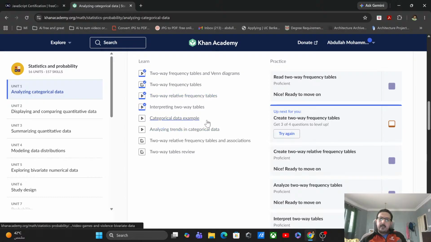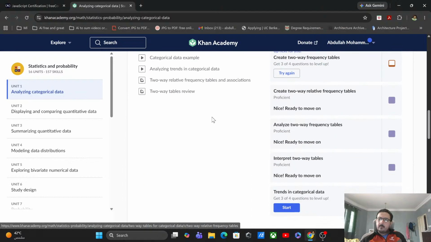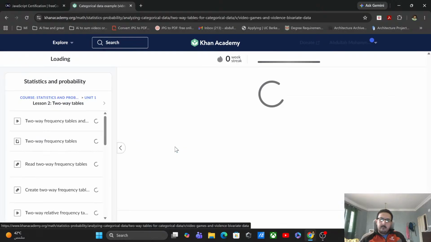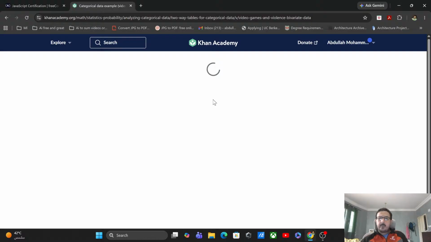Categorical data example. Two-way table, categorical data example. Okay, let's do this.